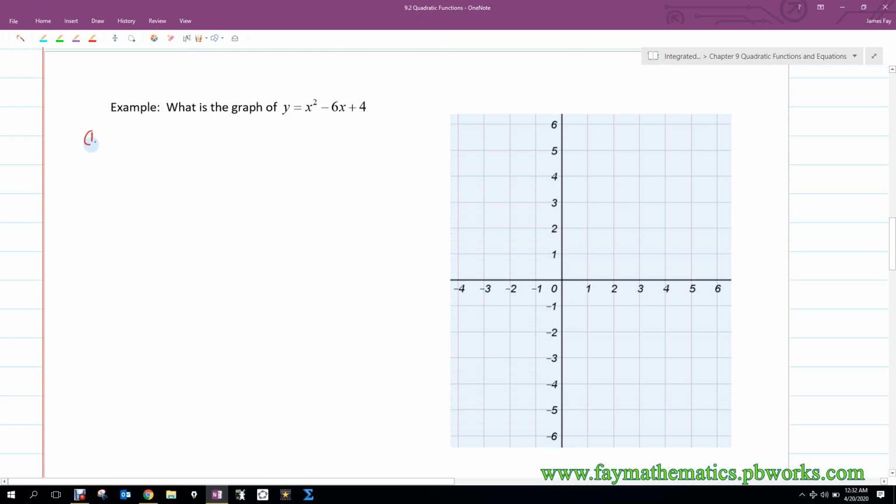So step 1, x equals the opposite of b over 2a. So figure out what that looks like. So x is the opposite of b. In this case, b is -6. The opposite of that would be +6, all over 2a. Well, a is 1, so 2 times 1. So that's going to give me 3. So the x coordinate of my vertex is 3. Okay, that is also the axis of symmetry.